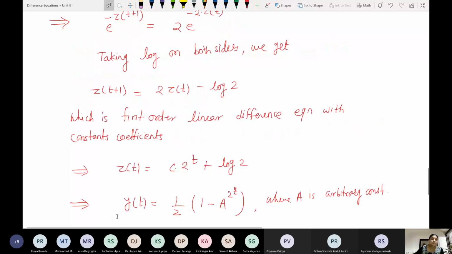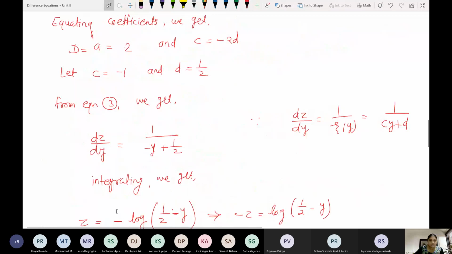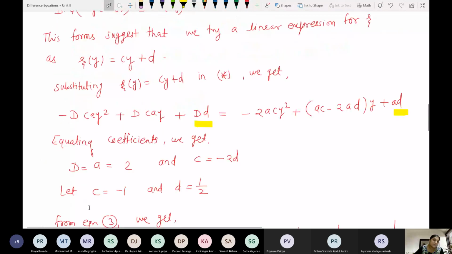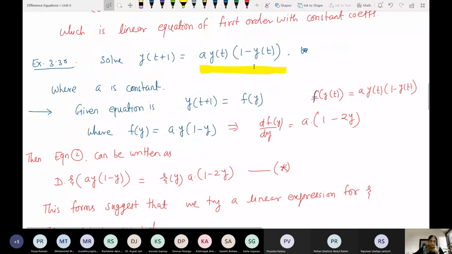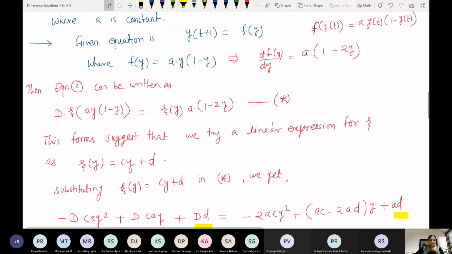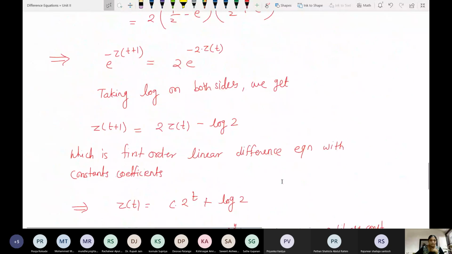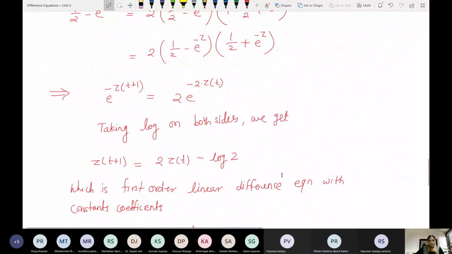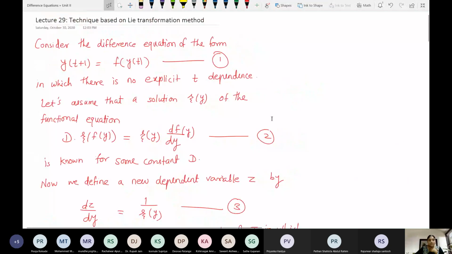Because we have chosen here xi y is equal to cy plus d, so that we have got here a is not any constant, we have got here a is equal to 2. So my equation has become y at t plus 1 is equal to 2 times y of t into 1 minus y of t. Is that okay? Yes, ma'am. So this completes our second unit.